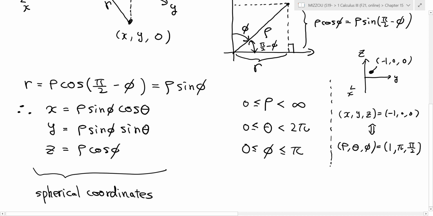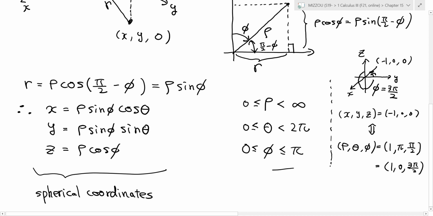But if we allow phi to be bigger than pi, we could also have 3 pi over 2. So 3 pi over 2 is like going all the way up to the bottom and then coming back to here. This is phi equal to 3 pi over 2. So if we allow phi to be bigger than pi, we double count this point in those two ways, which is not good.